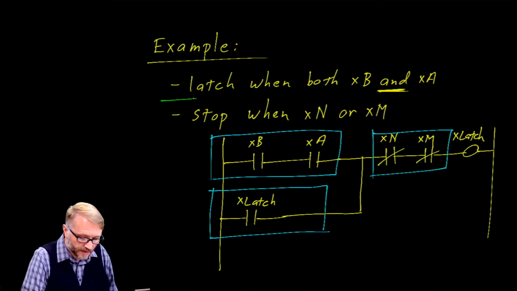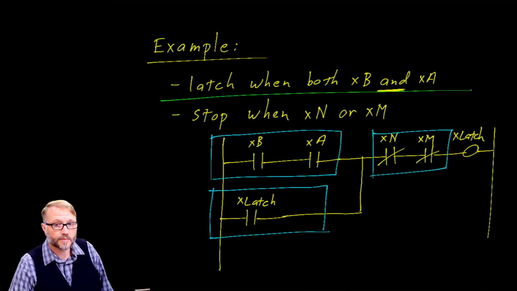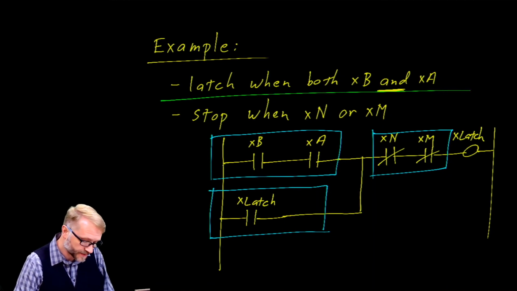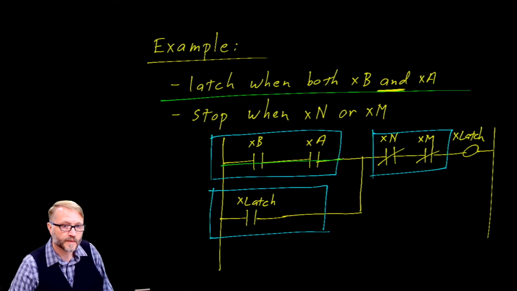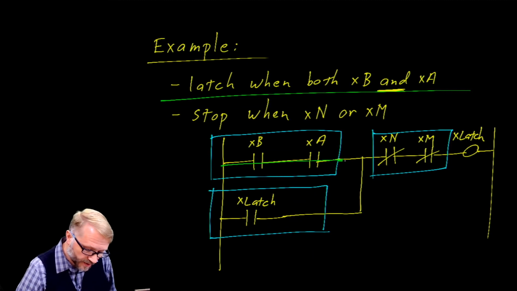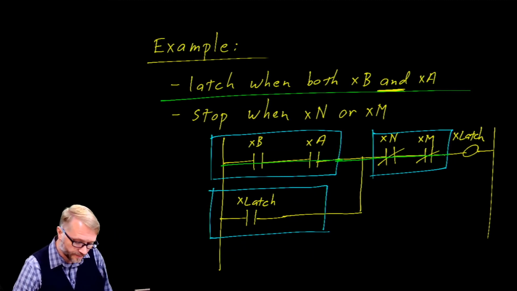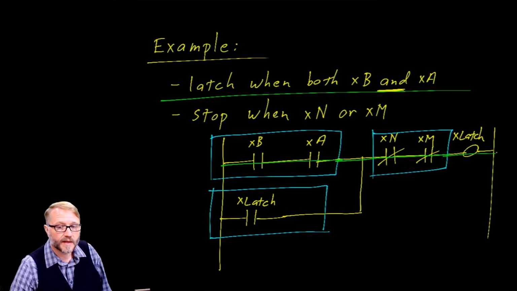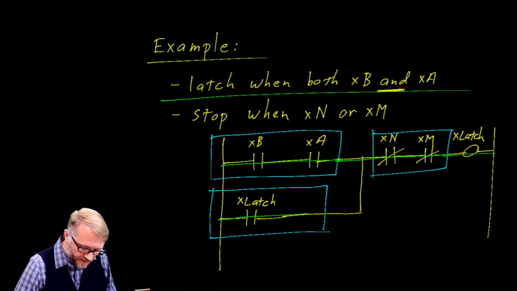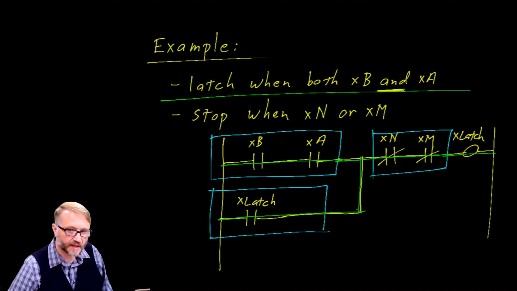This circuit will latch when both B and A are activated, so that will evaluate as true. Assuming we aren't activating N or M, this will also evaluate as true, enabling the latch coil. That will close this contact, completing our latch.